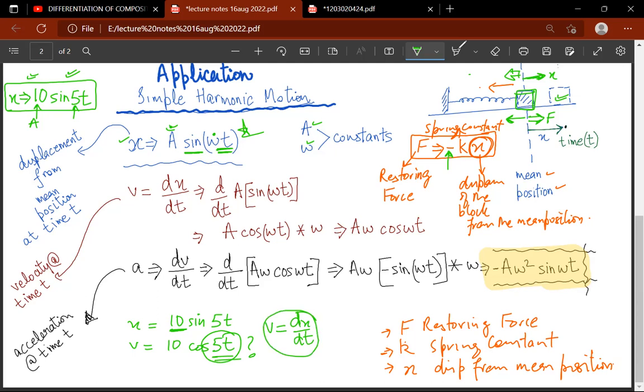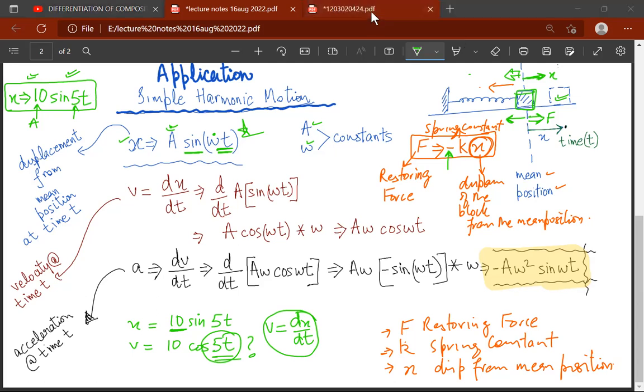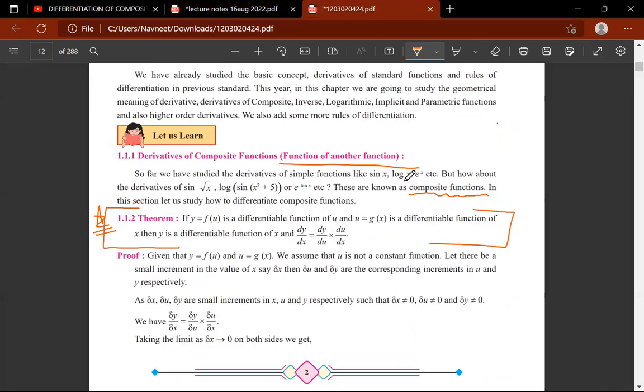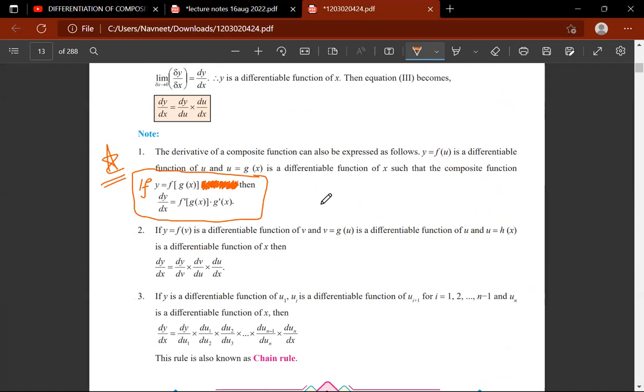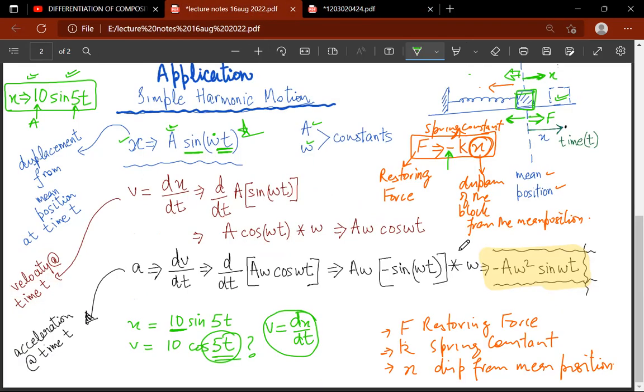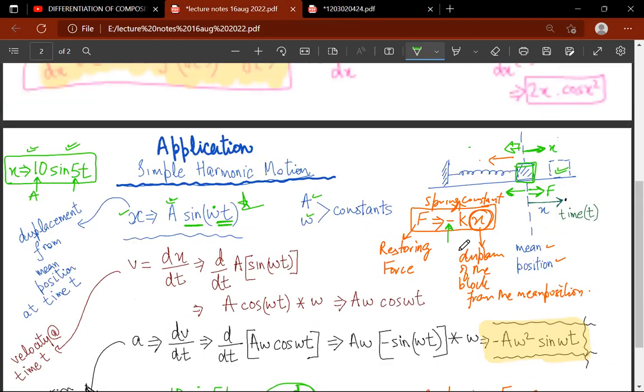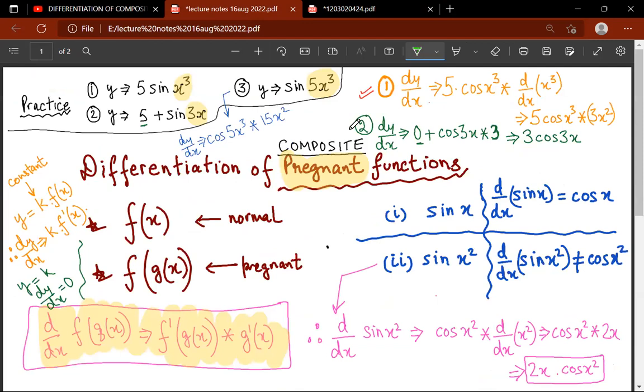So my problem is that the amount of calculus that I have been able to do till date, I have no skills to understand how to do the differentiation of pregnant functions. Are you able to understand my problem?